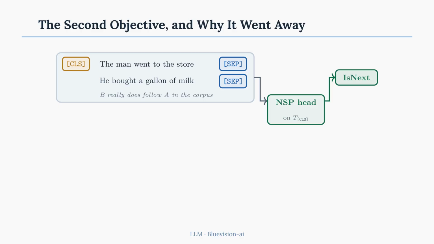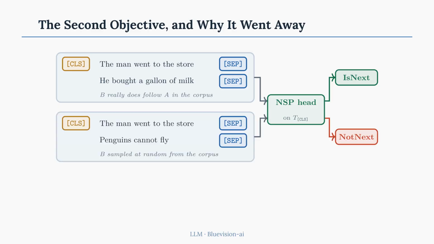Here it says, is next. Now, the negative example, and watch what changes between the 2 rows. Same first sentence. But B has been sampled at random from somewhere else in the corpus. Penguins cannot fly. Nothing connects it to the sentence above, and the head has to say so.